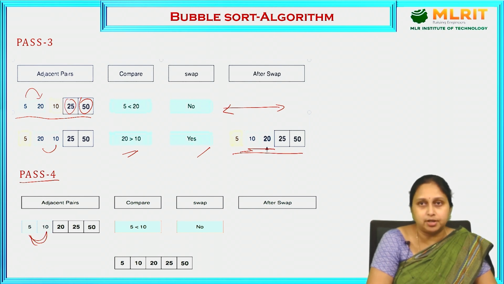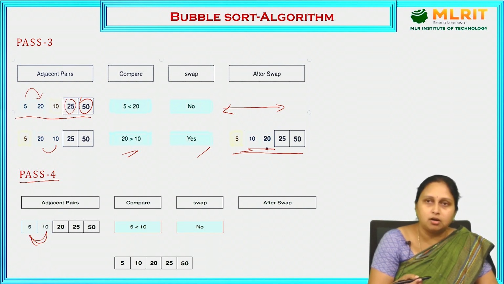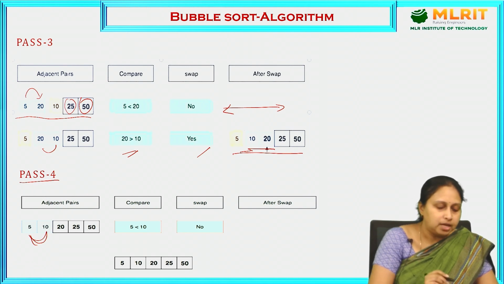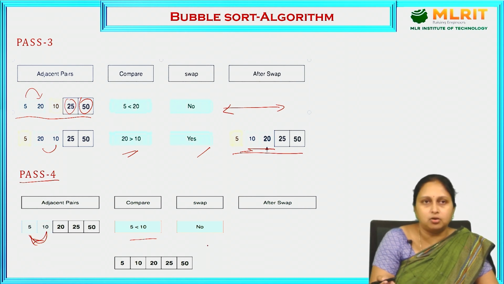Even if they are in the sorted order, again it will check them. That's why there is an unnecessary step that is going to be repeated, right? That is, the loop has to be repeated one more time even if the elements are already in the sorted order. That's why it is called a non-efficient algorithm. Here, if it compares 5 less than 10, it will be in the same order. No need of any swapping, because it is already sorted.